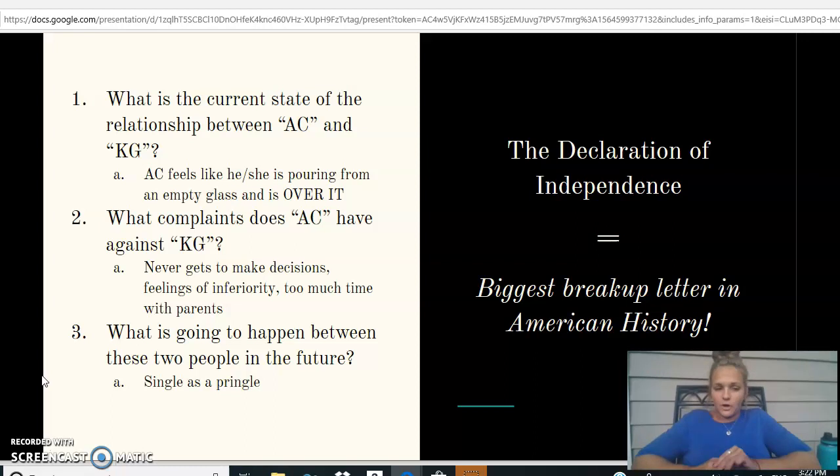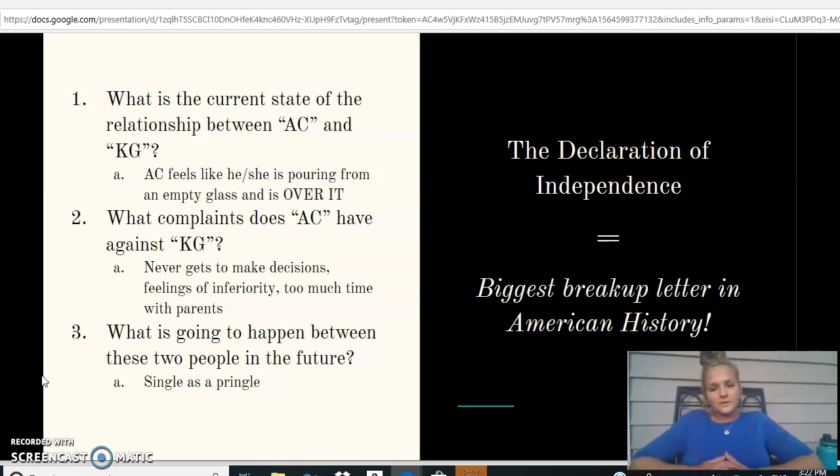Okay, moving on. Number 3, what is going to happen between these two people in the future? Pause, pause, pause. And my funny self would say that they are going to be single as a Pringle until they find a better match, because AC is not happy. She is over it. He or she is over it. And yeah, that's the whole purpose of this breakup letter, is that she or he has finally said, okay, I'm done. Moving on.